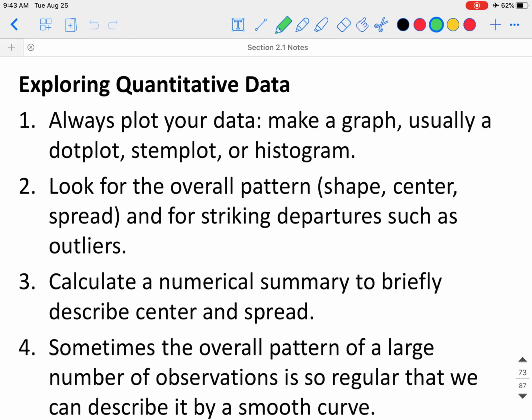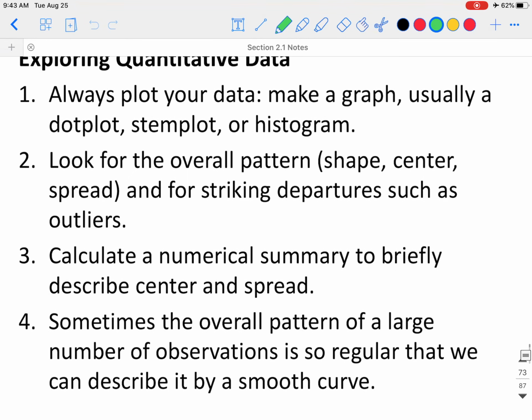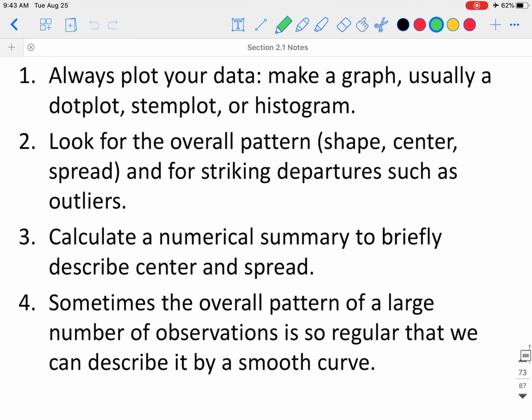So when you are exploring quantitative data, the first thing you should do is always plot your data. Make a graph, usually a dot plot, stem plot, or a histogram. Then you need to look for the overall pattern. You're looking for the shape, the center, and the spread, and you're looking for any striking departures such as outliers. Next, you need to calculate a numerical summary to briefly describe the center and the spread.